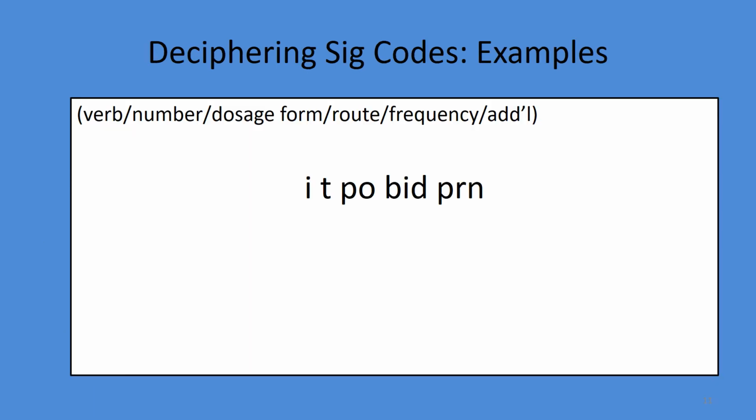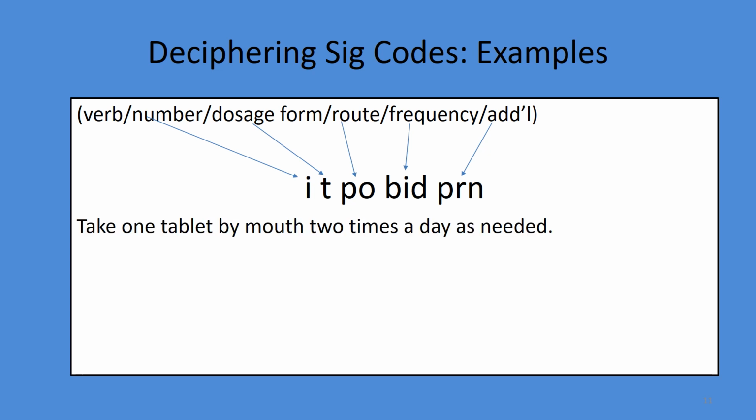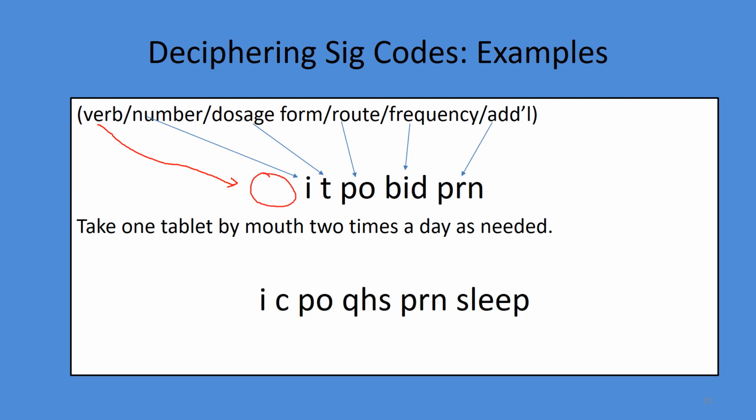So here's an example of a SIG code: I T PO BID PRN. So the code for the number is a Roman numeral. Sometimes you'll find Roman numerals are written in lowercase. The dosage form code is a T, route is PO, frequency is BID, and the additional information is PRN. So this will translate out to take 1 tablet by mouth 2 times a day as needed. And you can notice here that it's empty for the verb code. So let's do another example.